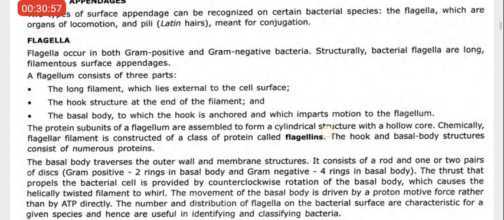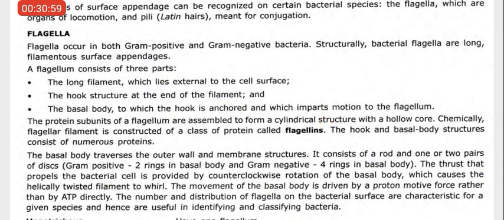The protein subunits of a flagellum are assembled to form a cylindrical structure with a hollow core. Chemically, flagella are filamentous, constructed of a class of protein called flagellins. The hook and basal body structures consist of numerous proteins. The basal body transfers the outer wall and membrane structure. It consists of a root and one or two pairs of discs, gram-positive, two rings in basal body.